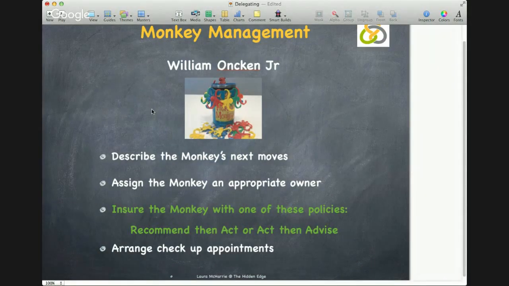So there we go. Some top tips from Onken, and you have a simpler explanation of how to use the priority matrix.